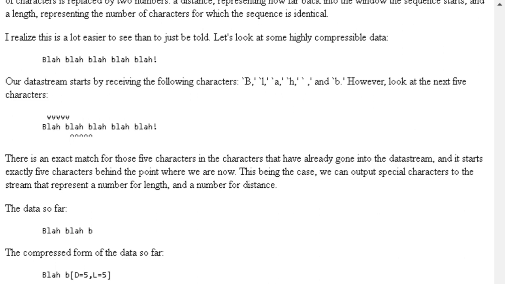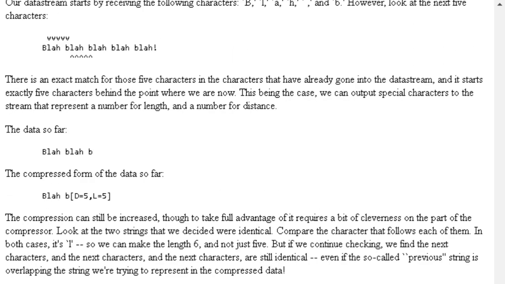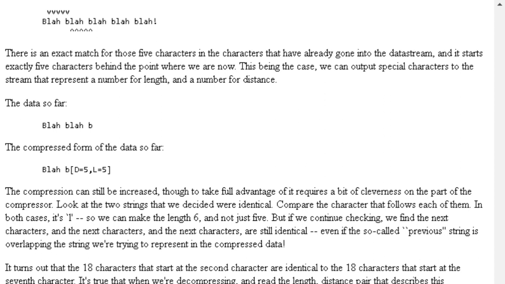The data that so far has been read from the stream is blah, blah, and then a B. The compressed form of the data so far is going to be blah space B, and then distance equals 5 and length equals 5. Because we're going to jump back 5. So if we jump back 5, I'm going to try this for a second. Okay, jumping back 5. So we're at B. 1 jump is on the space. 2, 3, 4, 5. We get back to that capital B.